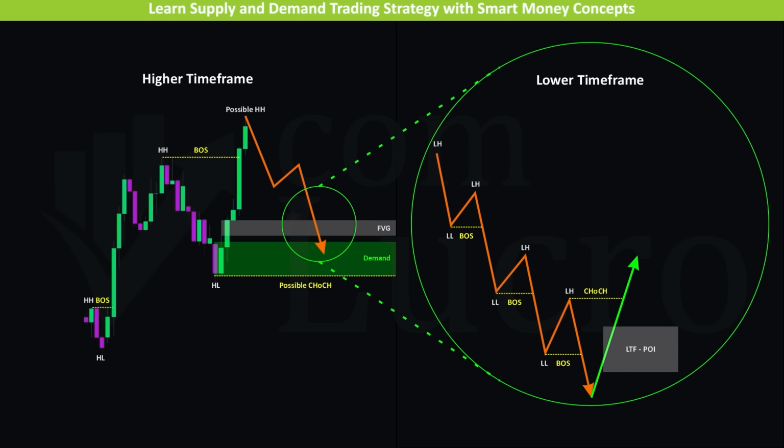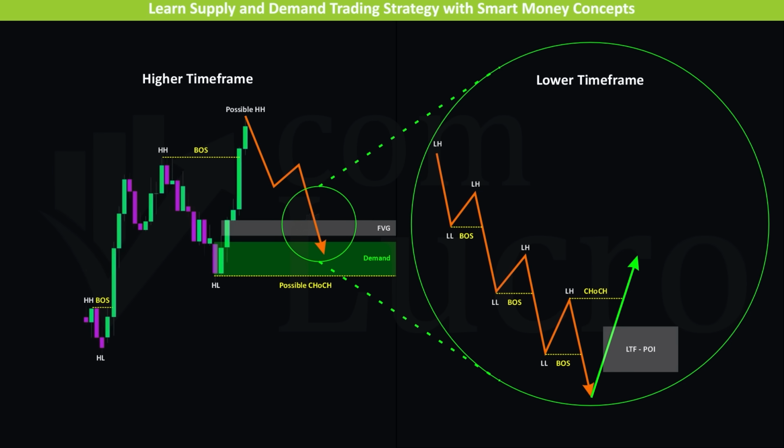That confirmation can appear as a market structure shift or a clear change of character. Either one represents your first layer of validation. This shift in market structure indicates that the short-term bearish move is losing strength and that bullish momentum is likely to resume. At this stage, price is expected to realign with the direction of the higher time frame trend.